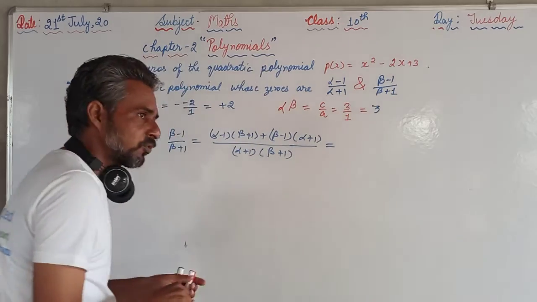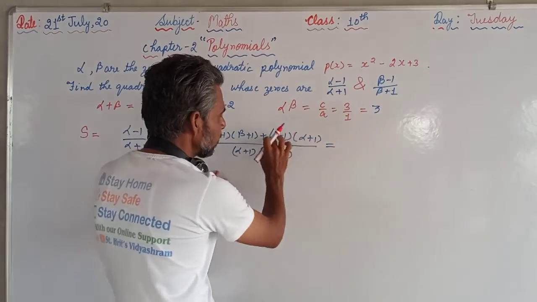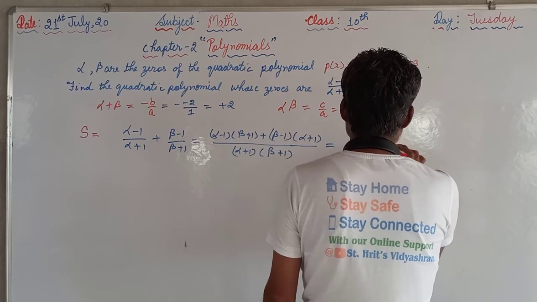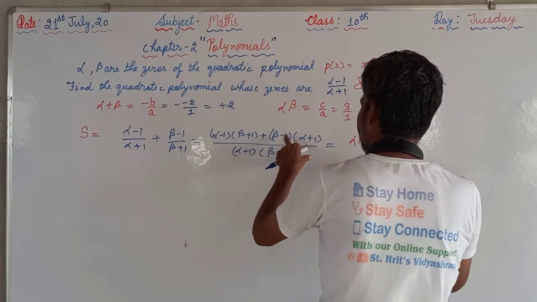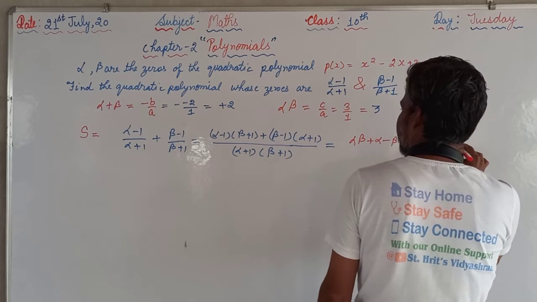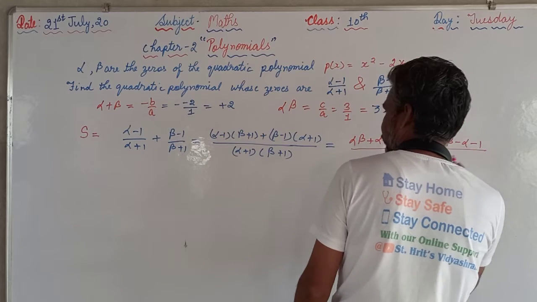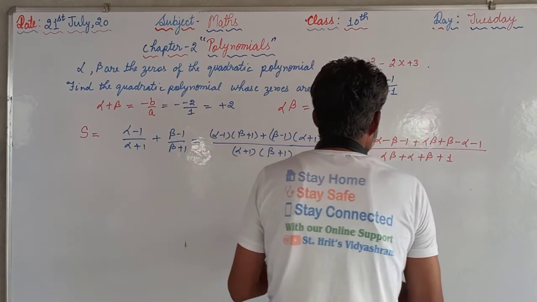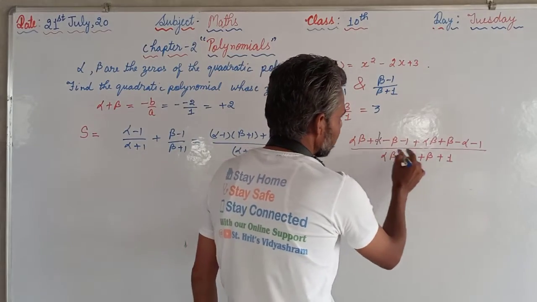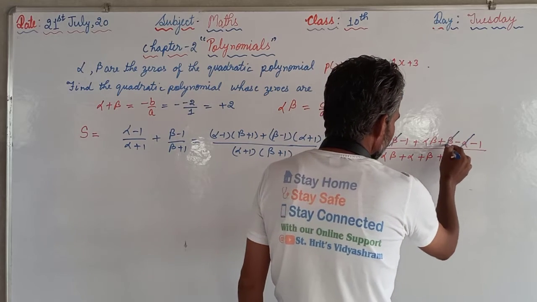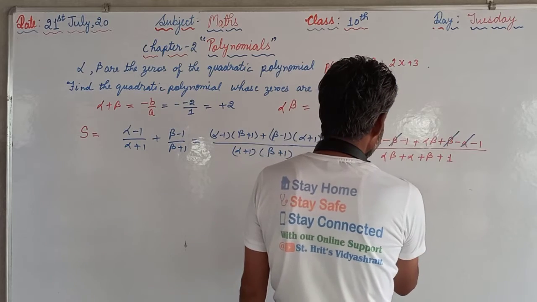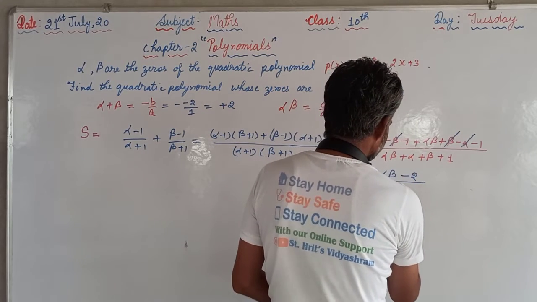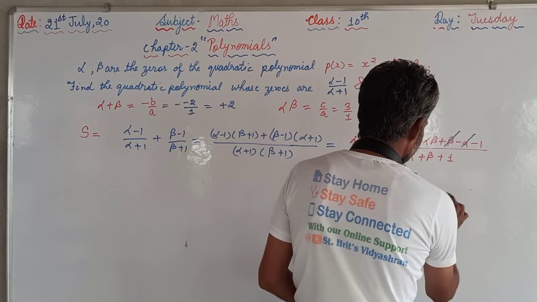Now we are supposed to solve that further. We will multiply by alpha first of all, then minus 1 by beta, and then minus 1. So alpha into beta, alpha beta, alpha into 1, alpha, minus beta, minus 1 plus beta into alpha, alpha beta plus beta minus alpha minus 1 upon alpha beta plus alpha plus beta plus 1. From here we are seeing that plus alpha is cancelled by minus alpha, minus beta is cancelled by plus beta, and we rearrange alpha beta plus alpha beta to 2 alpha beta, and then minus 1 minus 1, minus 2, upon alpha beta plus alpha plus beta plus 1.